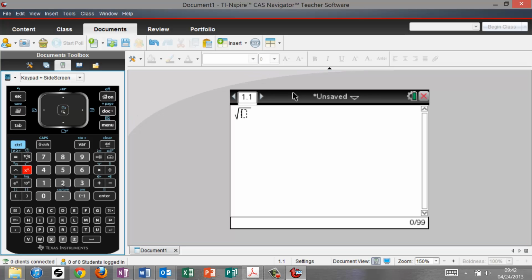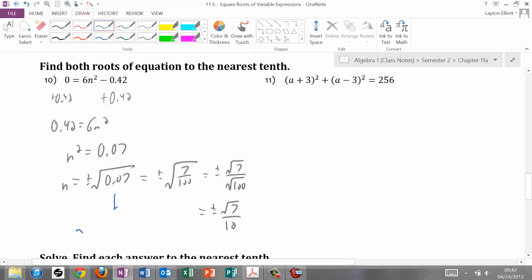So second x squared of 0.07, and it gives me 0.264. And it wants me to round to the nearest tenth, so we'll just say 0.3. So I'd say n is approximately plus or minus 0.3.